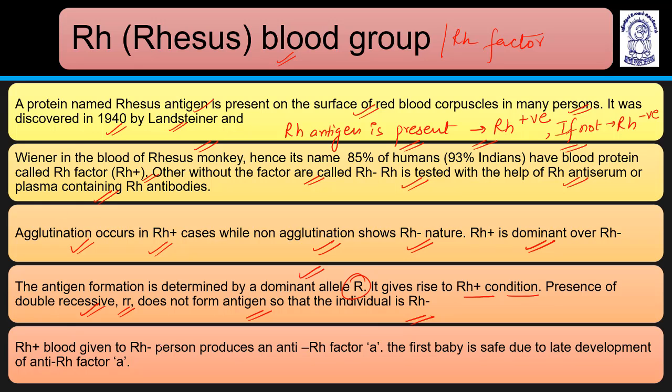Rh positive blood given to an Rh negative person produces anti-Rh factor A. The first baby is saved due to the late development of anti-Rh factor A. Okay. Now I will tell you about Rh incompatibility, especially in pregnant ladies having an Rh positive baby, and that was the first delivery. And what about the second delivery?